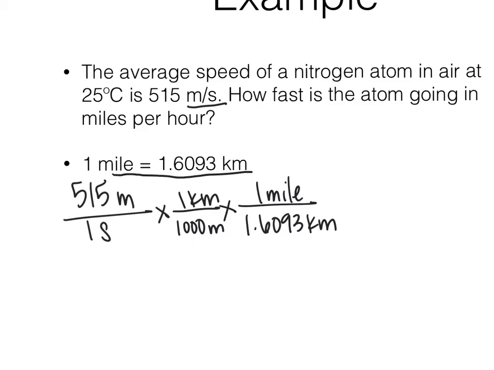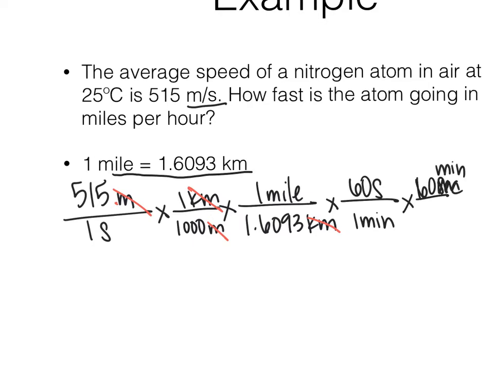So if we were to go through and cancel our units, which I always recommend, we now have miles per second. But the answer would like to be in miles per hour. So there are 60 seconds in 1 minute. There are also 60 minutes, sorry about that, in 1 hour. So when you plug this into your calculator, you should get 1.15 times 10 to the third miles per hour.